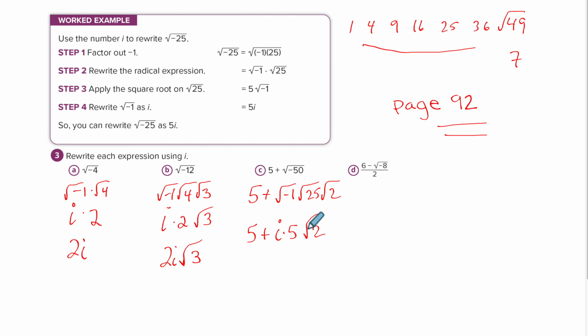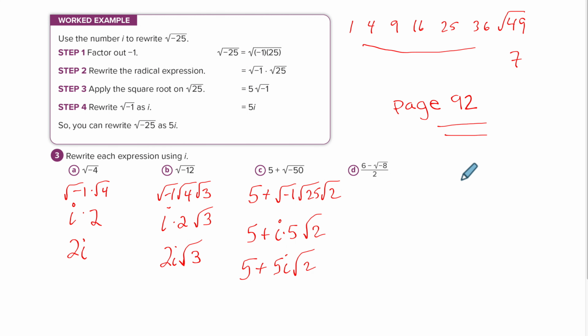But as I said, we always write the coefficient first. That way we don't mistake it for i to the 5th power. Sometimes our sloppy handwriting can do that, and that's the reason why we always want our coefficients first. So we're going to write 5 plus 5i radical 2. All right, we're doing pretty good.